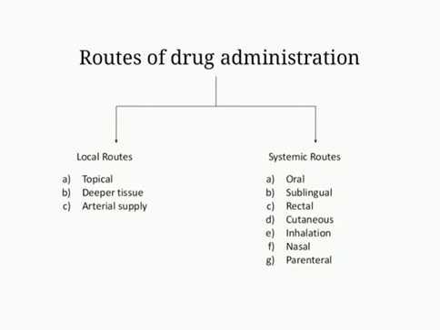So the routes can be broadly divided into two categories, one being your local route and the other being your systemic route. Local route can be further subdivided into topical, deeper tissue and arterial supply, and systemic routes can be further subdivided into oral, sublingual, rectal, cutaneous, inhalation, nasal and parenteral.